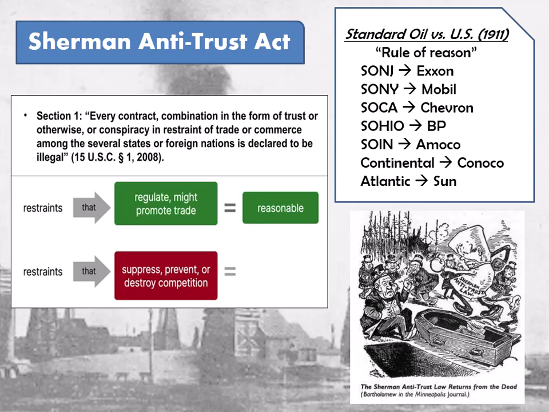And so the key rule that the Supreme Court articulated in Standard Oil versus the United States is called the rule of reason, right? And when it comes down to brass tacks, what it means is if you are forming a monopoly or combination, but it helps to promote trade, that is to say, it delivers products to consumers at a lower price and is more efficient, then that is an okay kind of combination.